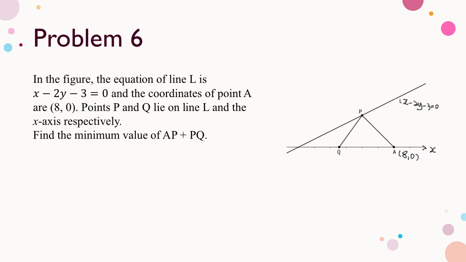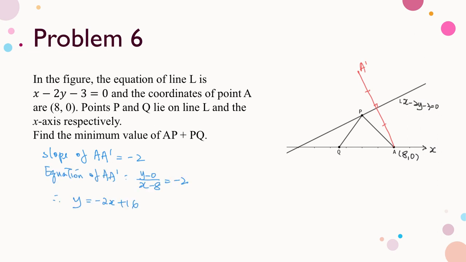We first reflect the point A about the line L. Denote the image by A prime. AA prime is a line perpendicular to L. Therefore, the slope of the line AA prime is the negative reciprocal of the slope of L, that is -2. By point slope form, we get the equation of the line AA prime, y equals -2x plus 16.